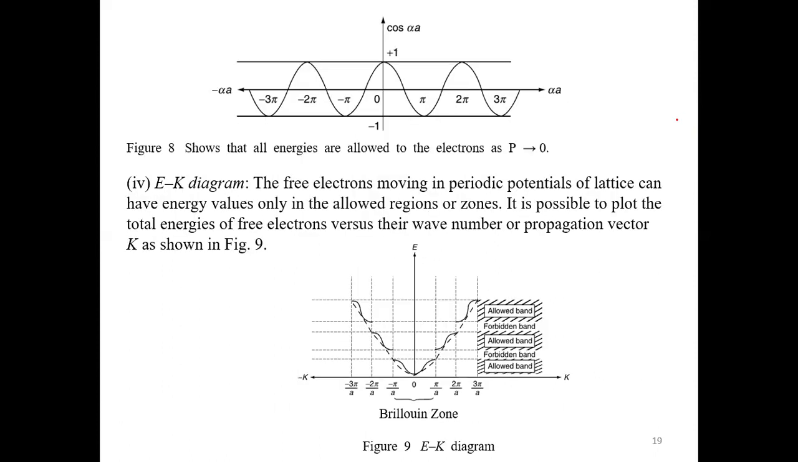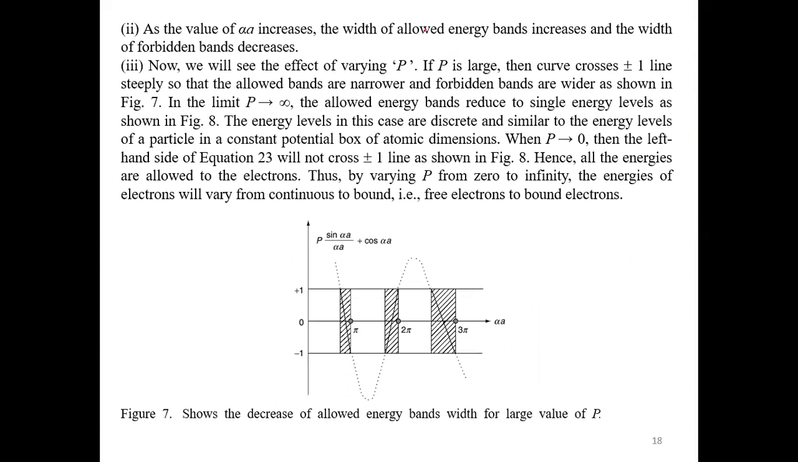And conclusion number two is, as the value of alpha A increases, you can see the width of the allowed energy band increases and the width of the forbidden gap decreases.